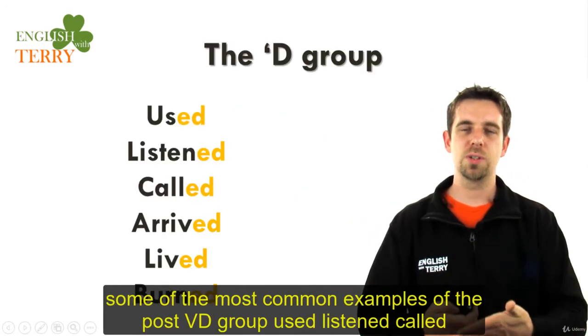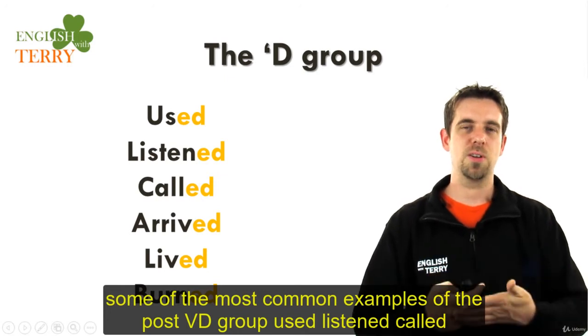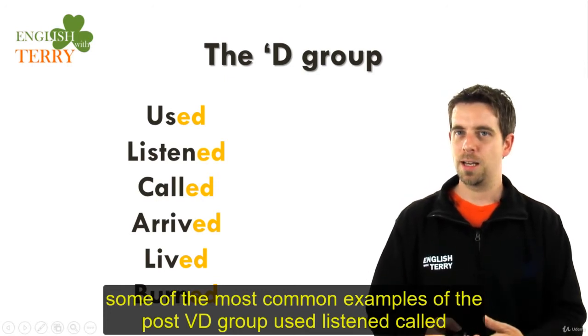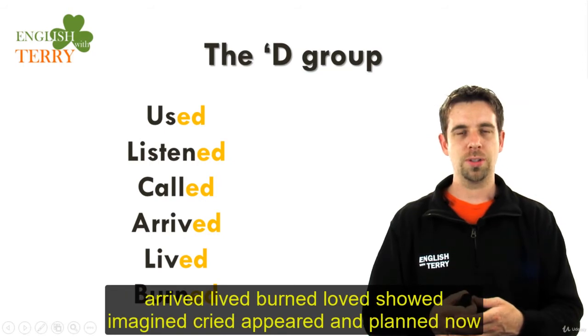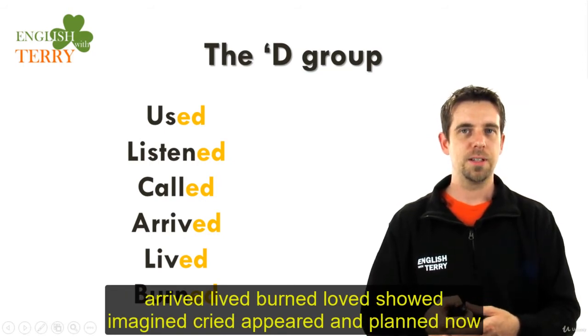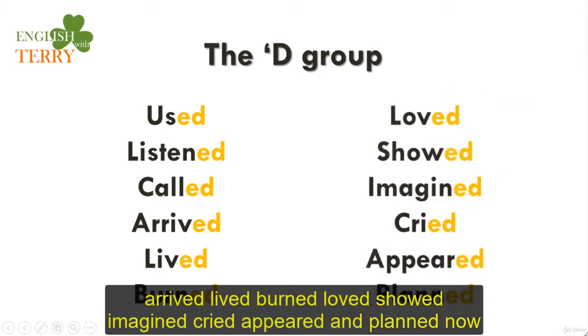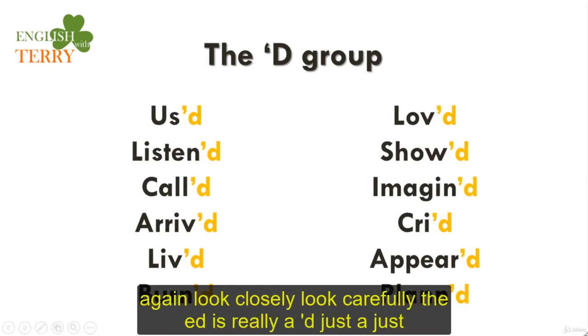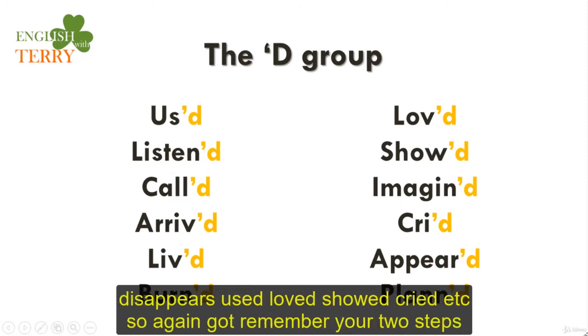Here we have some of the most common examples of the apostrophe D group. Used, listened, called, arrived, lived, burned, loved, showed, imagined, cried, appeared, and planned. Now again, look closely, look carefully. The ED is really apostrophe D. The E just disappears. Used, loved, showed, cried, etc.